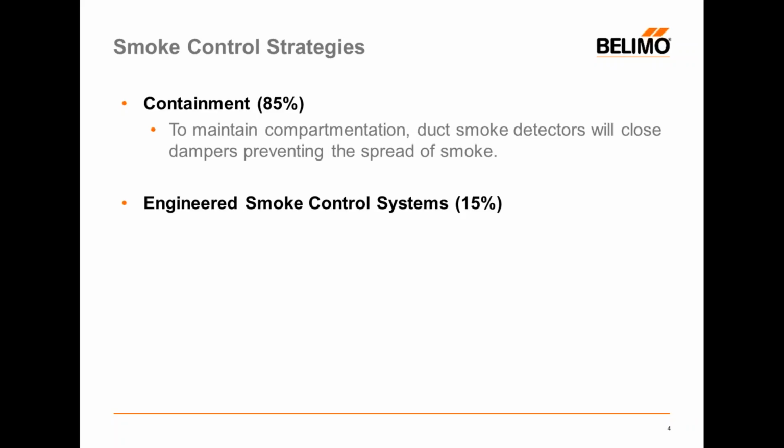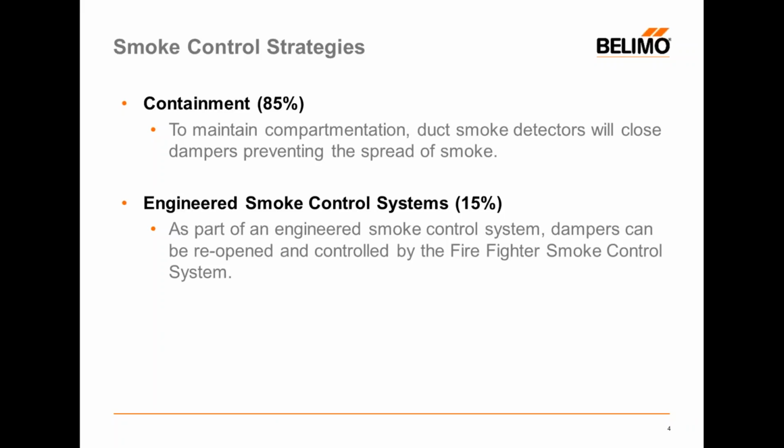And then a smaller, about 15% of the market, is the engineered smoke control system. And this is something where dampers can be overridden by the firefighter smoke control system, maybe to ventilate, to pressurize. There's an override option here with the engineered smoke control system that allows the firefighters to manipulate the dampers in the building, to contain, move, exhaust, do what needs to be done to make sure the space is free of smoke and there's a safe means of egress for the occupants from the building.